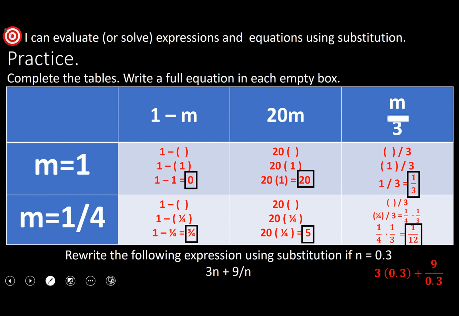If you were able to get to this bottom part down here, you should have gotten 3 times 3/10 plus 9 divided by 3/10. Because there are two n's, you have to put that n in twice. So make sure you're putting it in every time you need to.